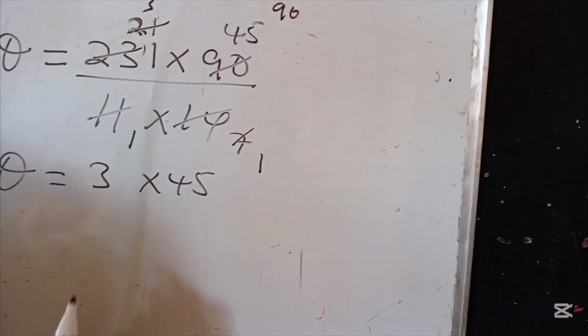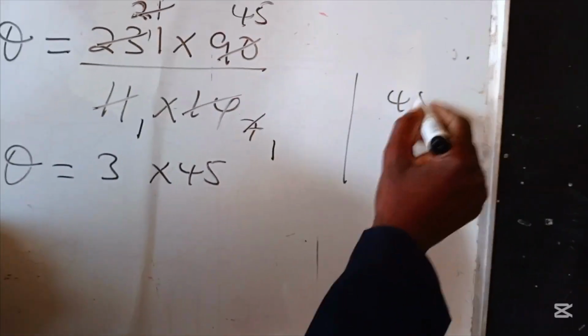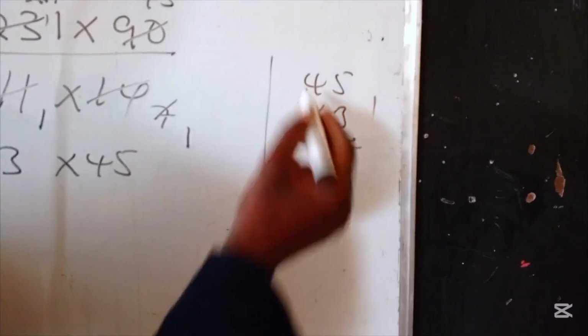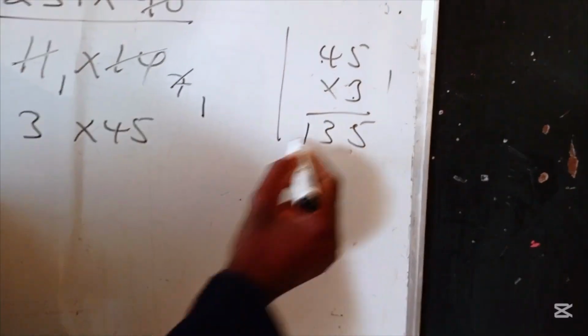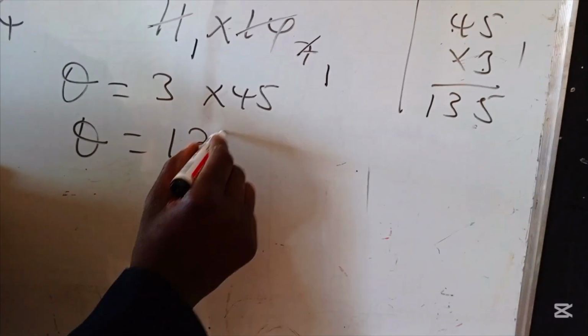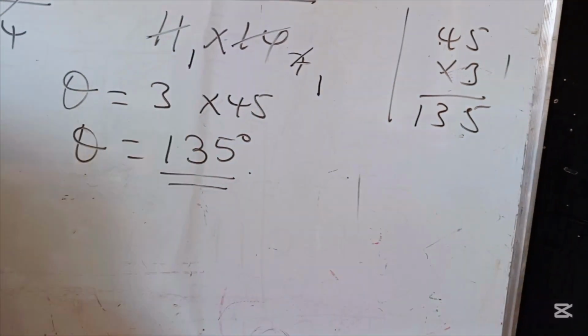So fellow viewers, if you do it correctly, you will agree with me that you have got 45 times 3. This is 15, carry 1, and this and that 12 plus 1, 13. So meaning that when you multiply it nicely, you get 135 degrees. So my theta is 135 degrees.